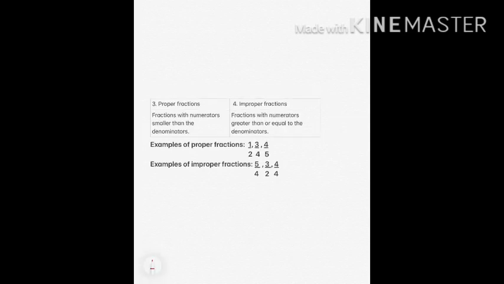Proper fraction. Again, these two fractions also you can learn in a comparative way. Proper fractions are the fractions with numerator smaller than the denominator. And improper fractions are the fractions with numerator greater than or equal to the denominator. So examples of the proper fraction, where the numerator is smaller.